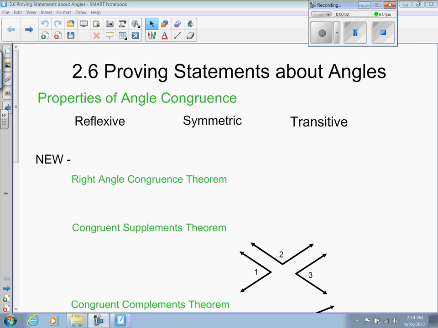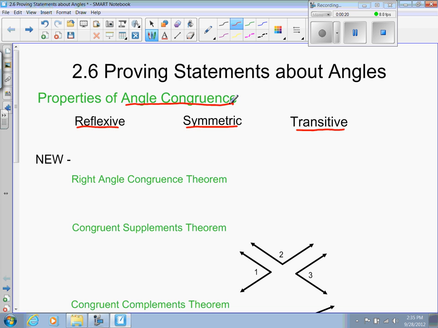All right, so in 2.6, we're proving statements about angles. There are new properties. This is a new property, but it really is kind of a review because it is, once again, the reflexive, symmetric, and transitive properties, but this time for angle congruence. So we talked about it for lengths, and we talked about segment congruence in 2.5, and now it's about angles. So you remember the reflexive property, the guy getting his cheeks pulled, still the same guy. So any angle A is going to be congruent to angle A.